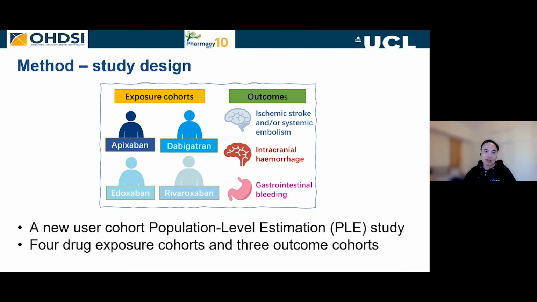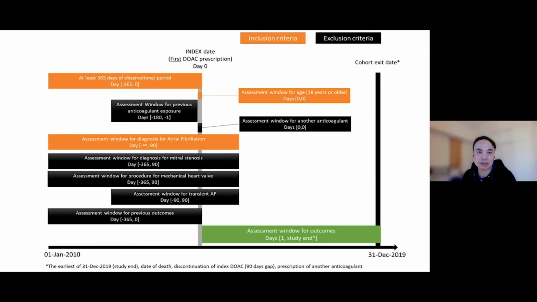So the method is we're looking at the exposures of different DOACs, and also the outcomes that I mentioned already. It's a new user cohort using the population-level estimation study. So there are four drug exposure cohorts and three outcome cohorts. This diagram represents the study.